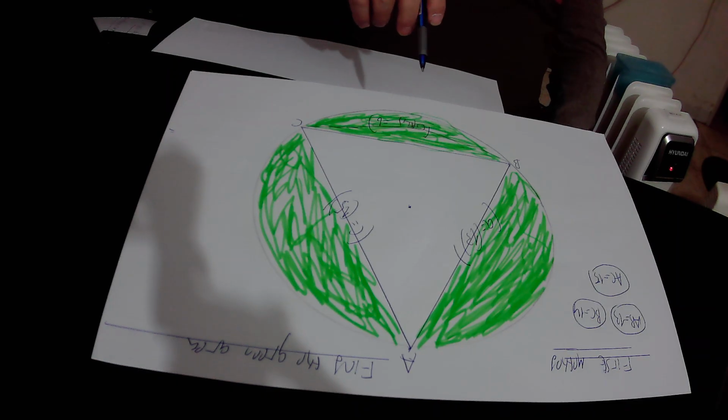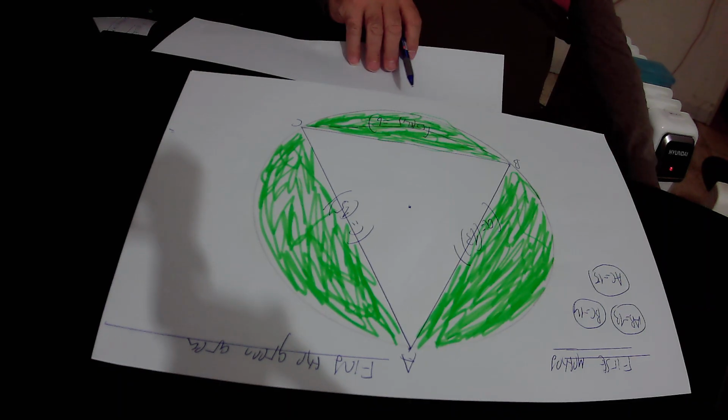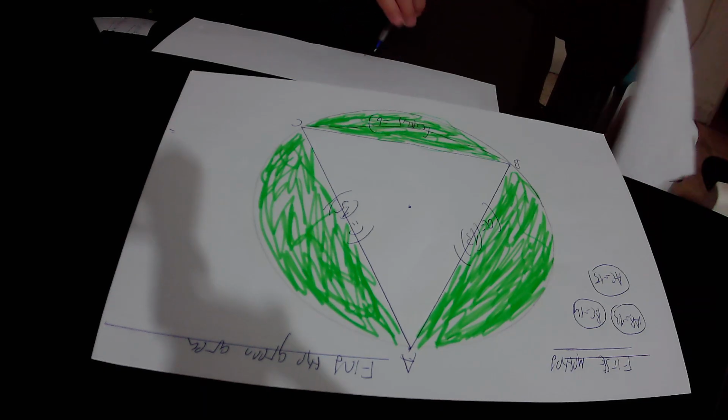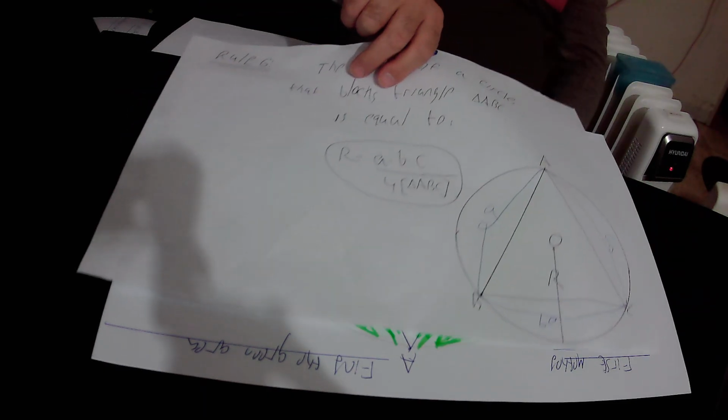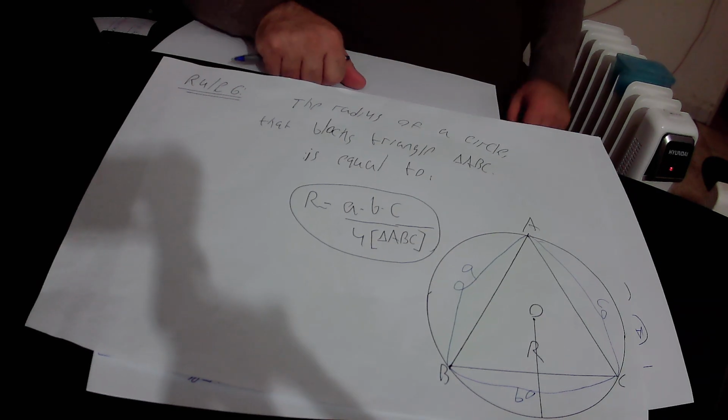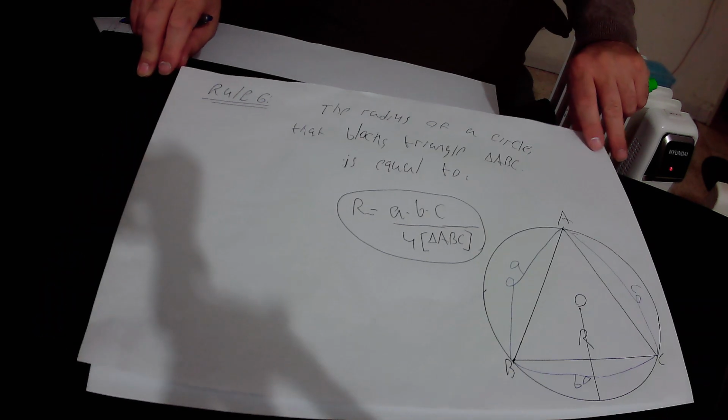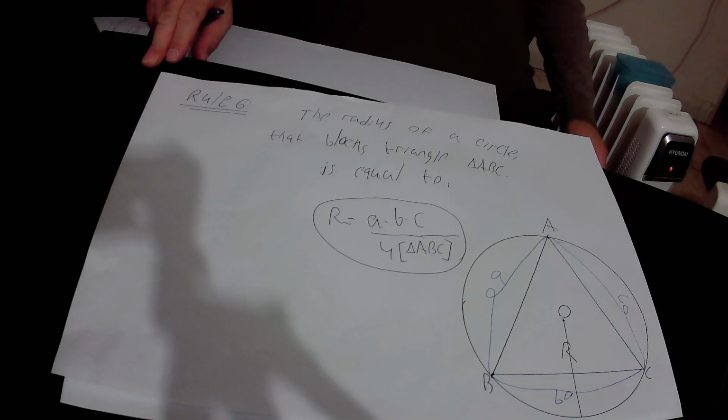In our drawing, we have a circle that blocks triangle ABC. Rule number 6 also relates to the radius of a circle that blocks a triangle. So here, according to rule number 6, the radius of a circle that blocks triangle ABC is R equals A times B times C over 4 times the area of triangle ABC.